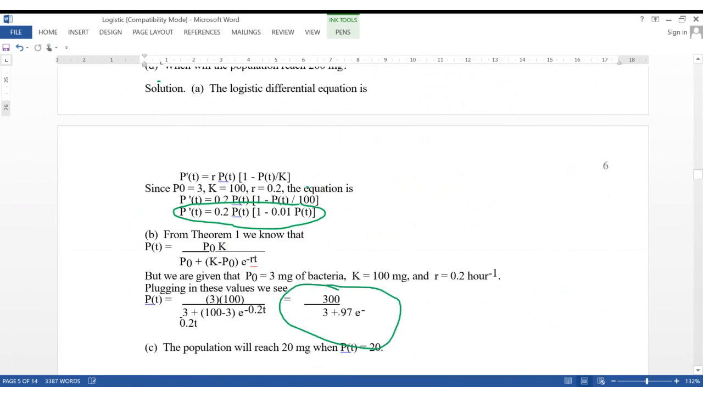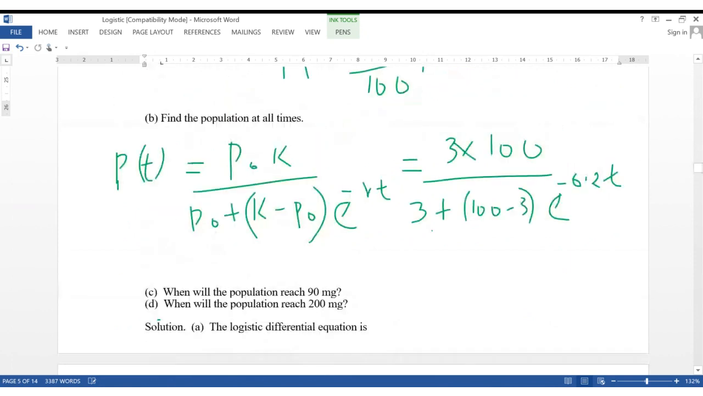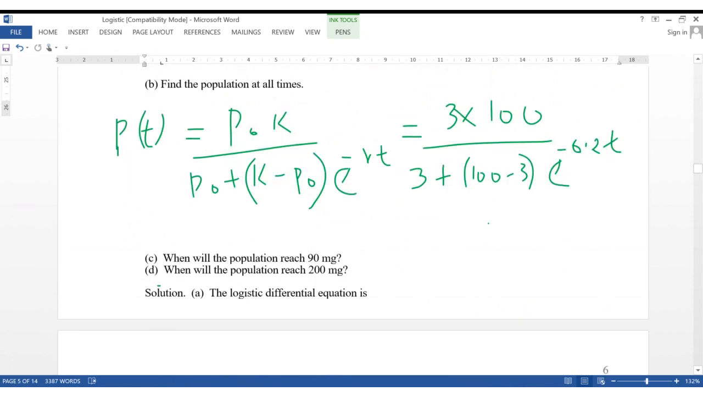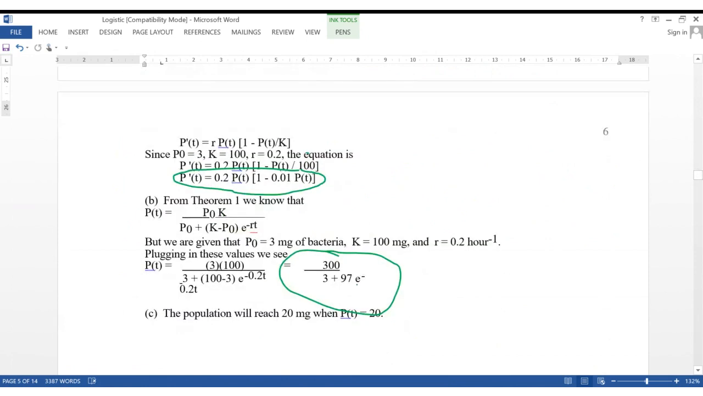Ours is 3 times 100, which is 300. Then we have 3 plus 100 minus 3, that is 97, and then exponential. Something has gone down here; this is supposed to come back up on the power. So remember there's a negative 0.2t. And then you are done. So we go to the next question.